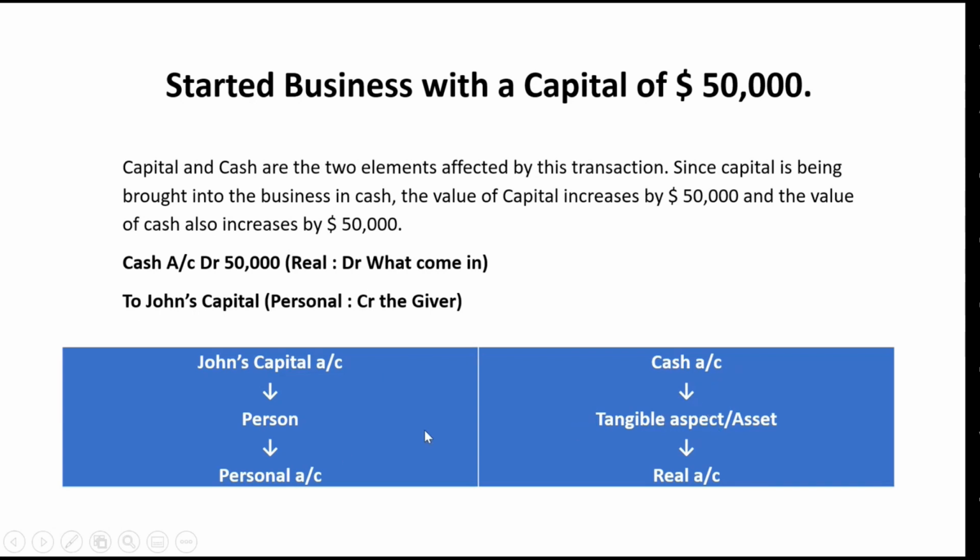This is the explanation that I have completed here. John's capital is personal, and it is the name of a person, so this is the personal account. Cash is the tangible aspect of the assets, and this is the real account. This is the first transaction that we have done.